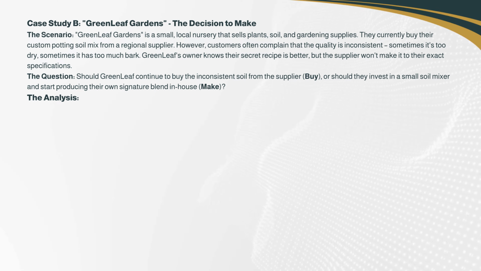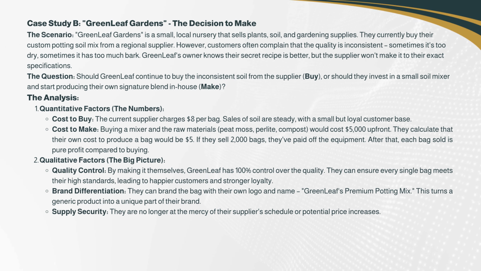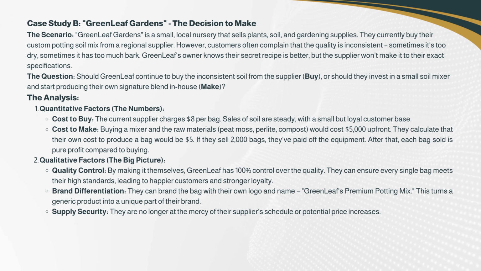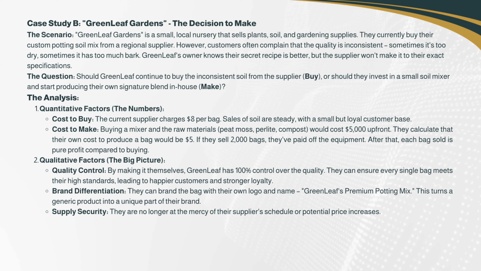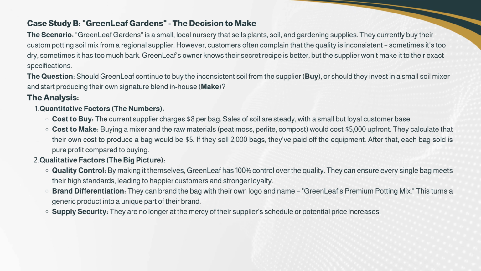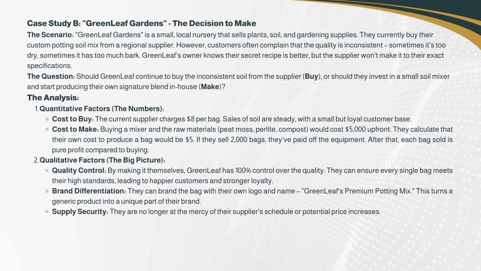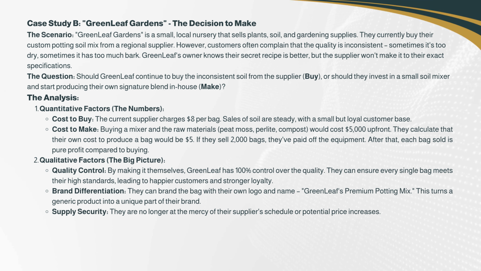The analysis. Quantitative factors, the numbers. Cost to buy. The current supplier charges $8 per bag. Sales of soil are steady, with a small but loyal customer base. Cost to make. Buying a mixer and the raw materials, peat moss, perlite, compost, would cost $5,000 upfront. They calculate that their own cost to produce a bag would be $5. If they sell 2,000 bags, they've paid off the equipment. After that, each bag sold is pure profit compared to buying.